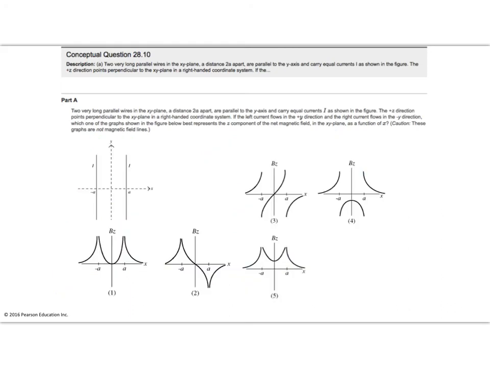graph. Because if I look at it, the first thing I have to remember is that the magnetic field between the two wires was negative. And actually this ends up eliminating all the graphs but one, because this is the only one that has negative BZ in between the two wires, but it also has positive on the outside, which decreases as we get further away from the wires. And that's why graph number 4 is the correct choice.